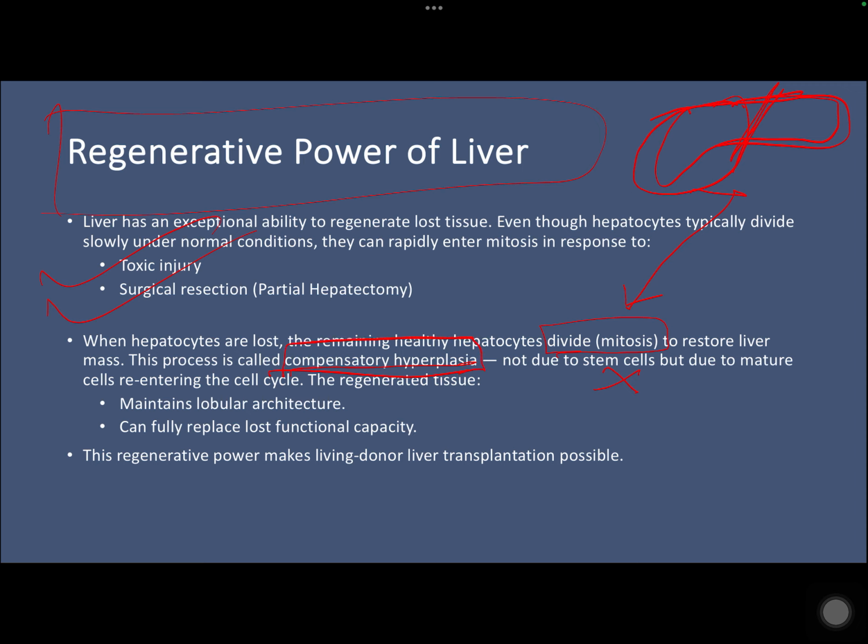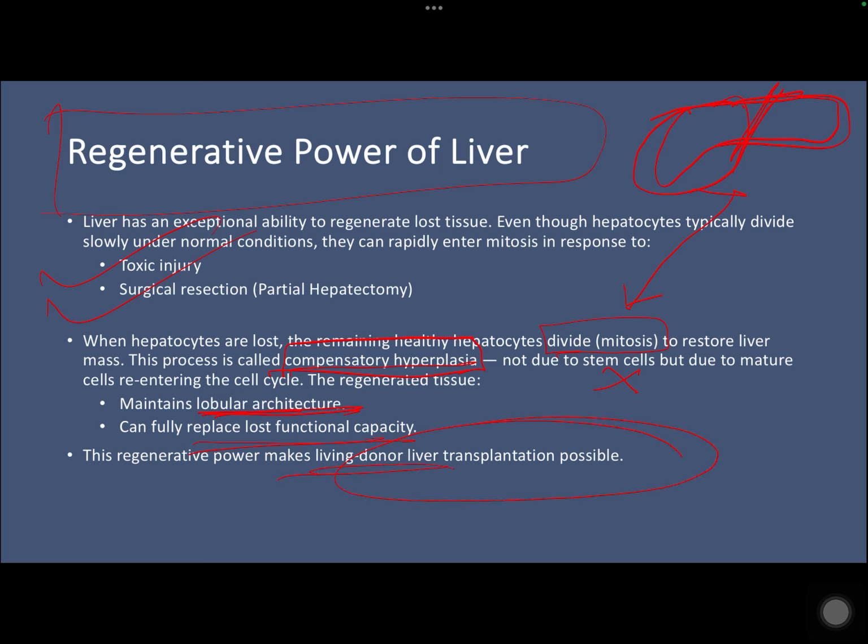So these remaining cells, they compensate. How do they compensate? They undergo mitosis, then they form a complete healthy new liver part. This regenerated part has similar structure and functional capacity as the original liver. So, because of this regenerative power of the liver, liver transplant is possible nowadays.